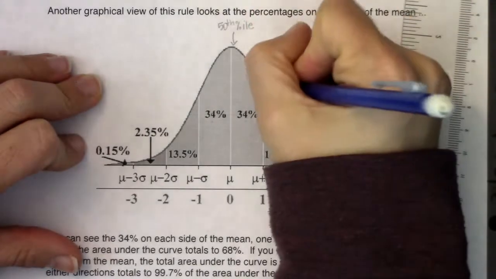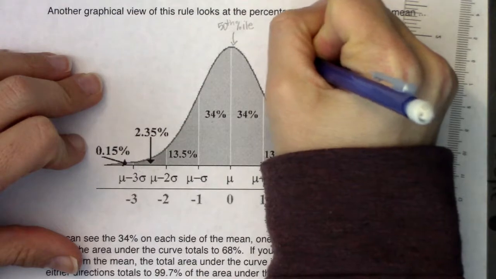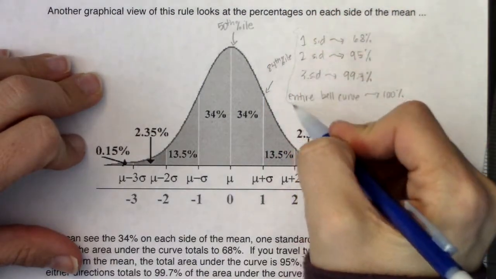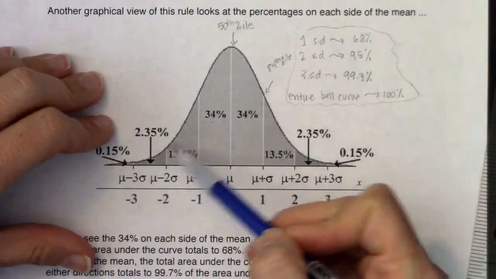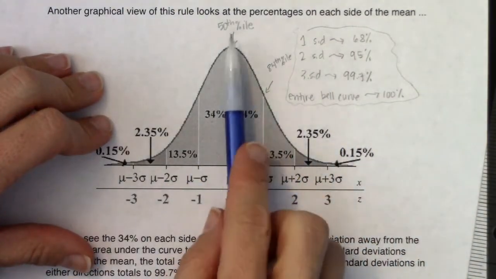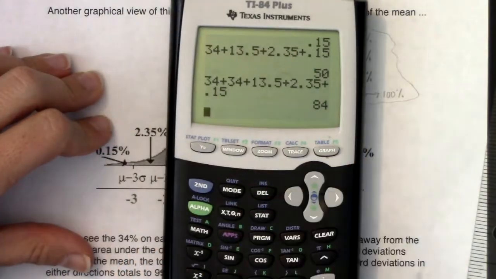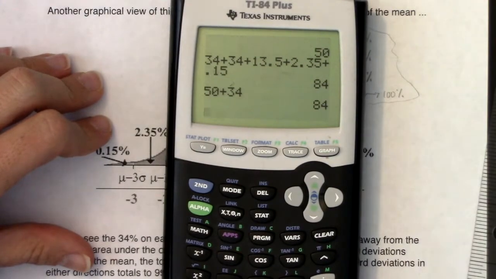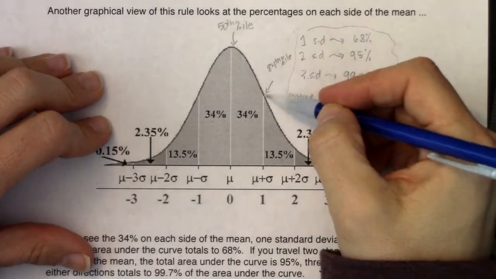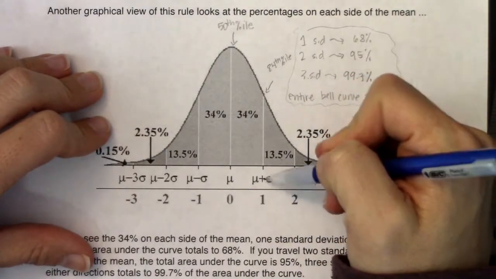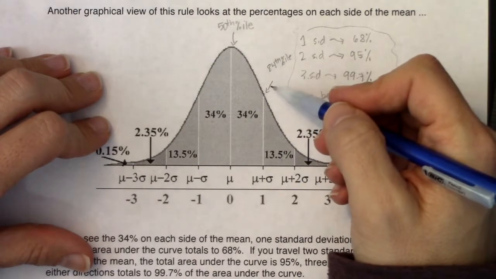Okay, so let me write this. This is the 84th percentile. Let me put this in a box just so it doesn't get in our way. Now, I wouldn't have added all of these numbers up. I would have just said, well, I know the 50th percentile is here, and I'm going to gain 34% more. So I would have done 50 plus 34 and gotten to my 84. All right. So one deviation above the mean. If you score a deviation over the mean and you're on an approximately normal distribution, you're in the 84th percentile.